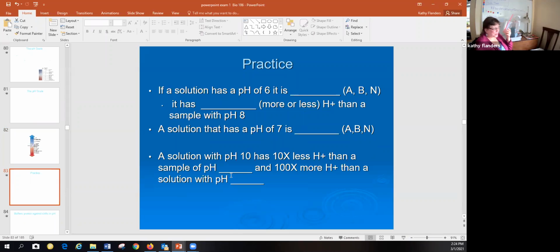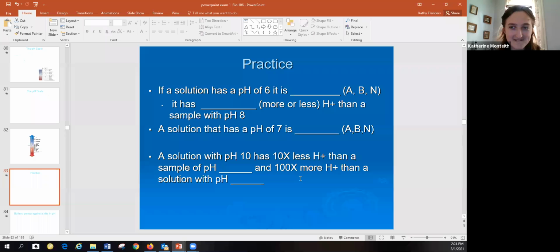So if we're starting at pH 10, which pH has 100 times more hydrogen ions than 10? 12. 12, right? Yes. You have to remember that down is always lots of hydrogen ions, up is less. So the closer to neutral, or 7, you have more ions, and the farther away you get from neutral, the less ions you have.